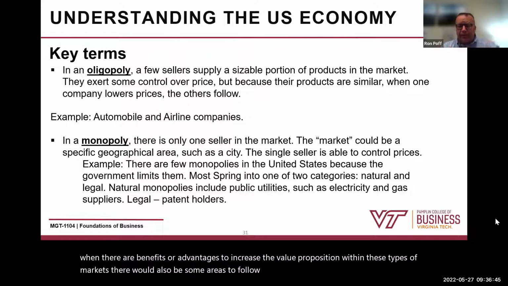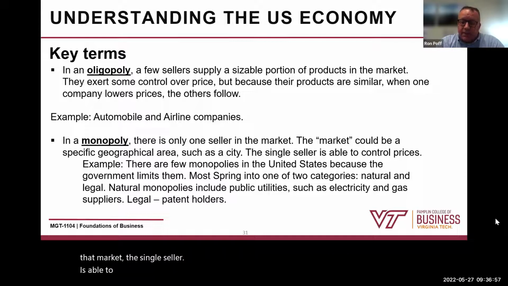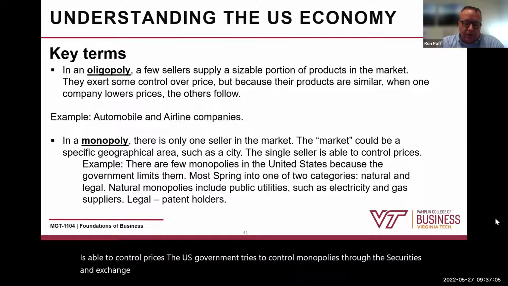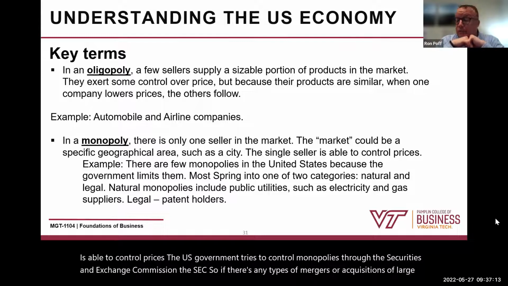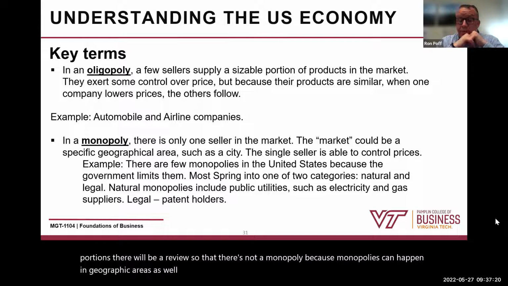Now, monopoly. I would think most of you, if not all of you, know what a monopoly is. Certainly that's a market where there's only one seller. The single seller is able to control prices. The U.S. government tries to control monopolies through the Securities and Exchange Commission, the SEC. If there are any mergers or acquisitions of large portions, there will be a review so that there's not a monopoly, because monopolies can happen in geographic areas as well as products and services.